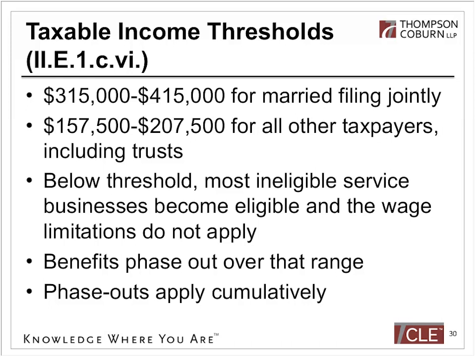Now, if they're above the 415, then that disallowance of the disfavored business totally wipes out the deduction. If they're not disallowed by being a bad business, an evil business like mine, then the wage limitations would apply in full force. And between the 315 and 415, there's a prorated application of those ideas. Now, for everybody else, other than married filing jointly, the thresholds are 157.5 to 207.5.